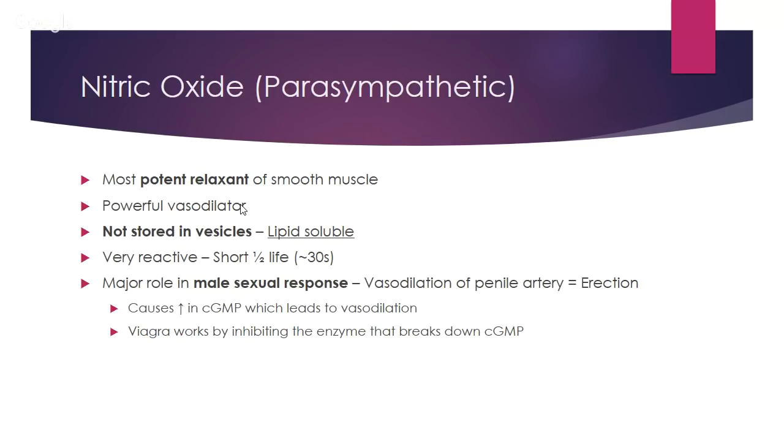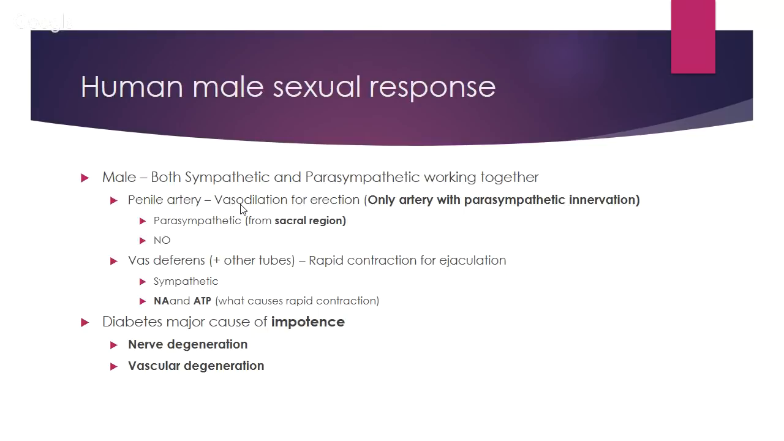Nitric oxide, as I said before, is a potent relaxant. It's part of the parasympathetic nervous system. Powerful vasodilators. It's another one of the weird ones. It's not stored in vesicles when it's released. It's actually lipid soluble, so it's released straight through the cell membrane. And it has a huge role in the male sexual response, and that's through vasodilation of the penile artery, which leads to an erection. The way it works is it causes an increase in cyclic GMP. Don't need to know that, but the reason that's relevant is because Viagra works by inhibiting the breakdown of cyclic GMP. So the overall effect of Viagra is it leads to more cyclic GMP, which leads to vasodilation. And that's how Viagra works. There you go, the more you know.